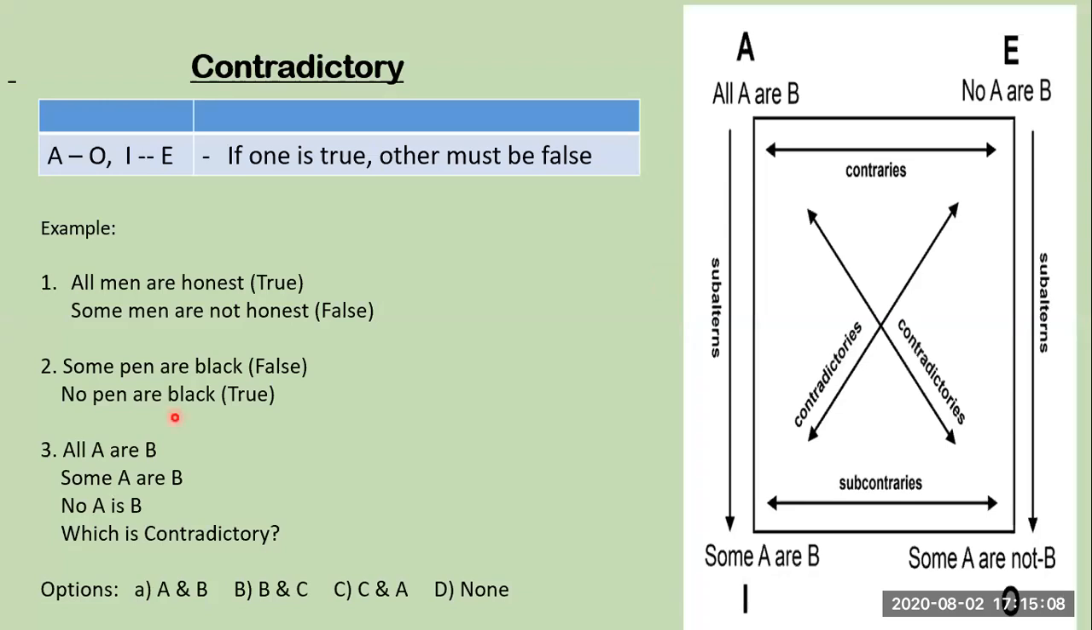Why are we not taking A here? Because for A there is no opposite statement given in the question. For example, all pens are black is opposite to some pens are not black. So here there is no option called some not. So we are not taking this statement, because the opposite statement is not given. Whereas here some means I, its opposite is no. So both statements are there, some and no. So the contradictory is option B and option C. Hope you have understood this.